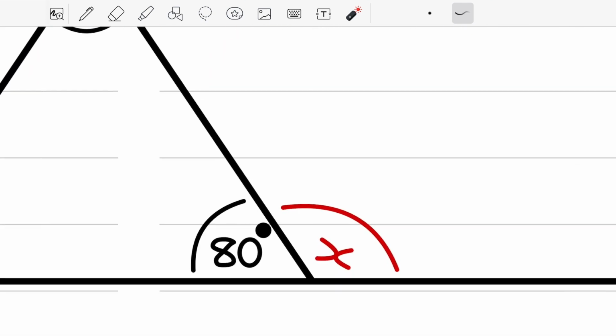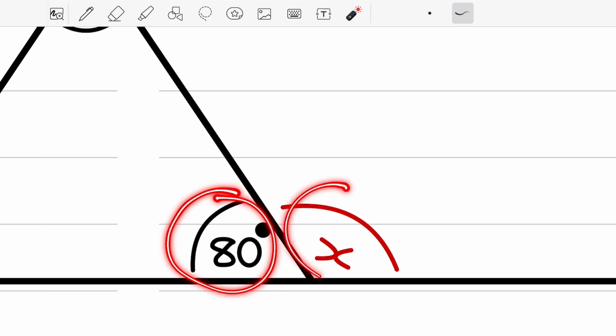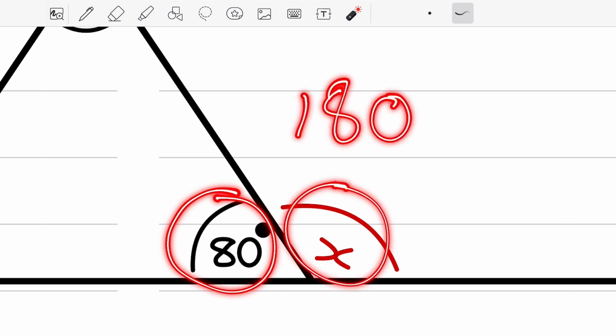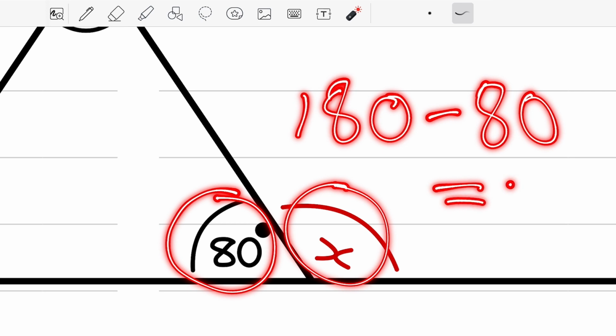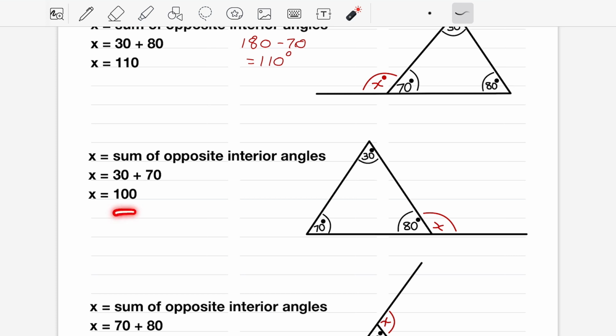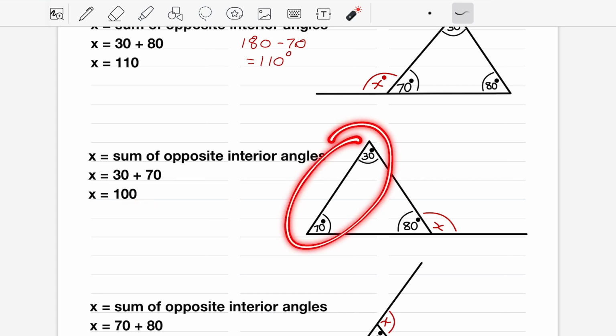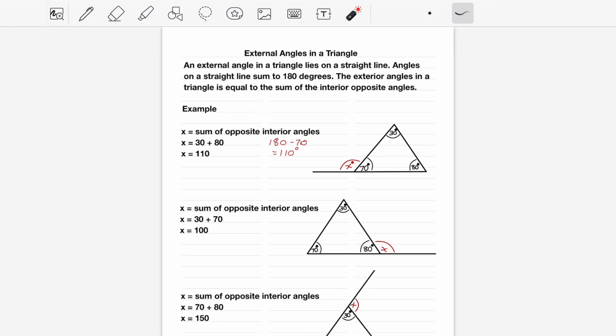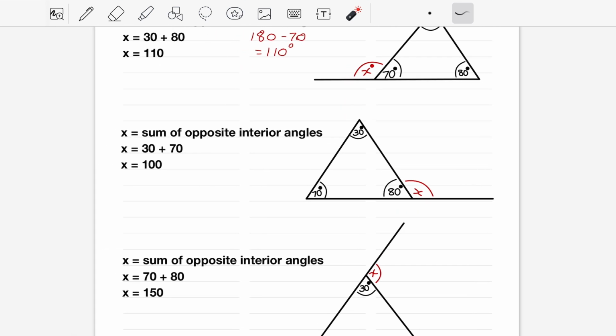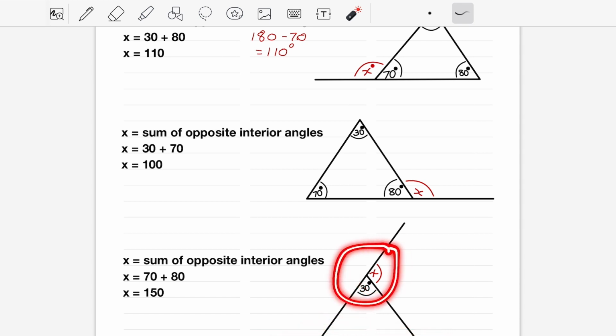So again here, 80 plus x is equal to 180. So 180 take away 80 will give you x. Or we can say 30 plus 70 is 100, which is also equal to x. Similarly, we can say 70 plus 80 is 150, and that is equal to x. 30 plus 150 is 180, so that is also equal to x.